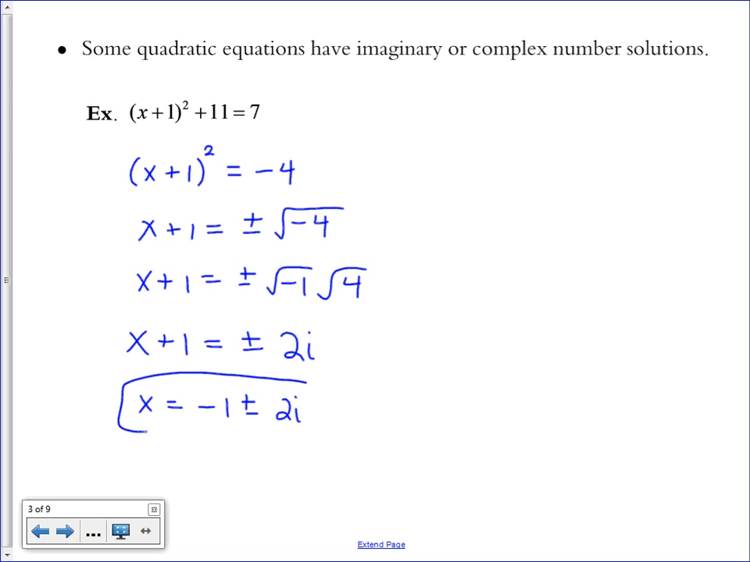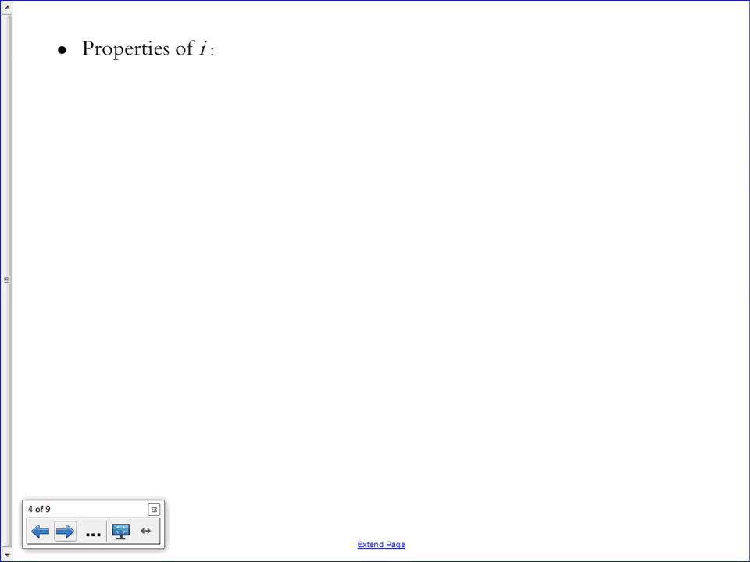And there are the two answers, the two complex number solutions to this quadratic equation. Neither one of them is a real number. They're both imaginary. We're going to dive deeper in this lesson into the properties of i, the imaginary number i.